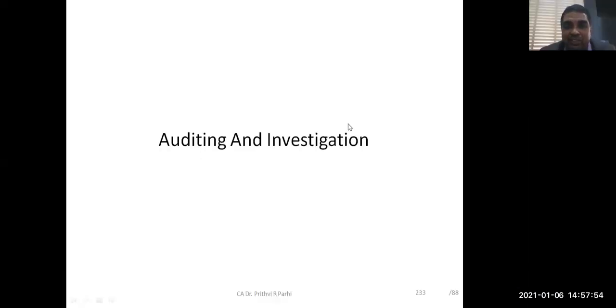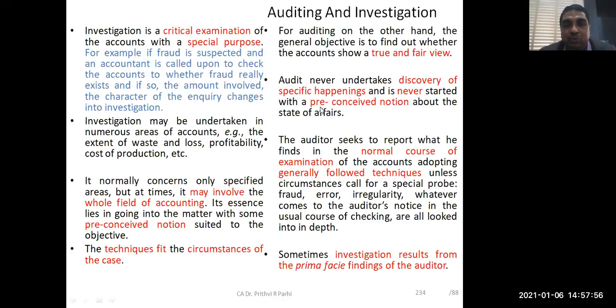But auditing is an independent examination of the financial statements with an objective. What is the objective of auditing? As you know, the objective is to express an opinion on those financial statements. Now, sometimes people get confused between auditing and investigation. We'll see what the differences between these two are.